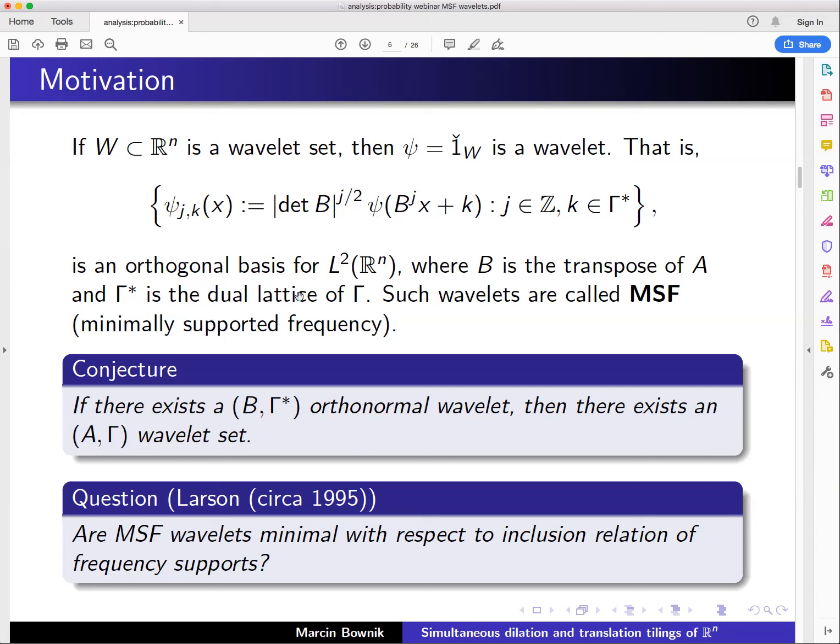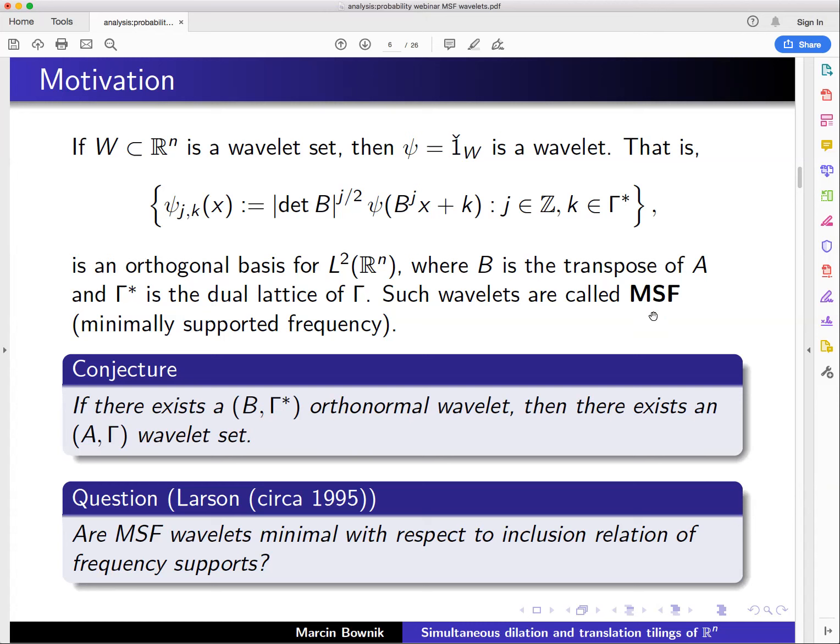Gamma star is a dual lattice because we are now in the time domain. You take dilates by powers of B. B is the transpose of A because that's how the Fourier transform acts. Okay, so then this is a normalizing factor. This is an orthogonal basis for L2 of Rn. Right. So once you have a wavelet set, you have a wavelet. This is called an MSF wavelet, minimally supported frequency wavelet.